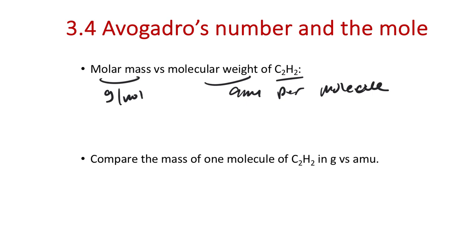And so for C2H2, this is going to be 2 times 12.01 for carbon. And I'm going to think AMU first. It doesn't matter how you start this problem, but 2 times 1.008 for hydrogen. Adding these up, I think it's 26.04, but let's double check.